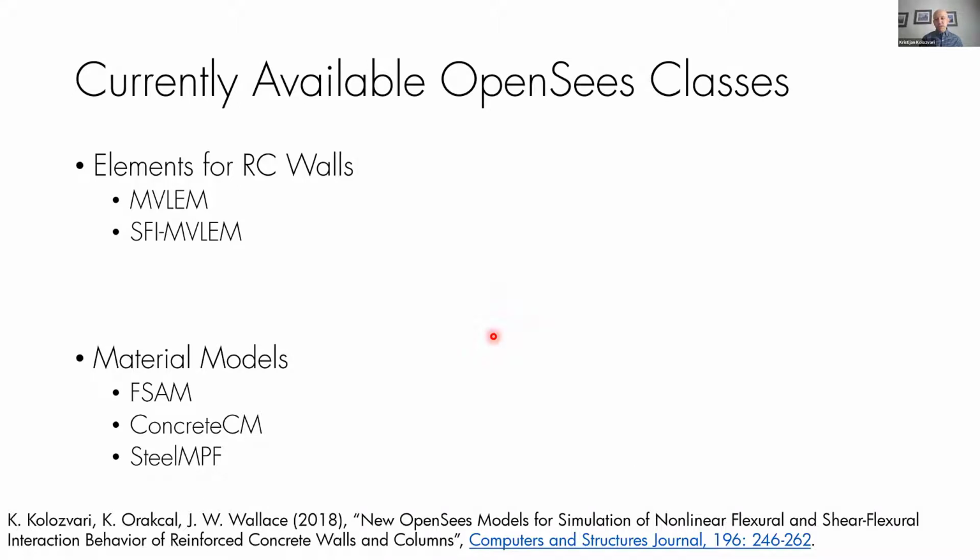So to sum up this introductory part, what's currently available are these classes over here: MVLEM and SFI MVLEM. If you want to do just a two-dimensional analysis, this is the way to go. There's no reason to get anything more complicated than that. A flexural model, the SFI, the shear-flexure interaction model, and these material models here. But these models are only 2D, and that's their downside.